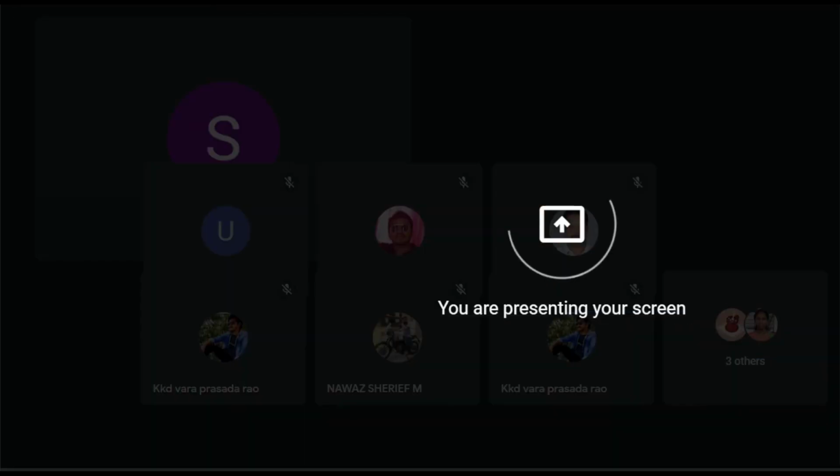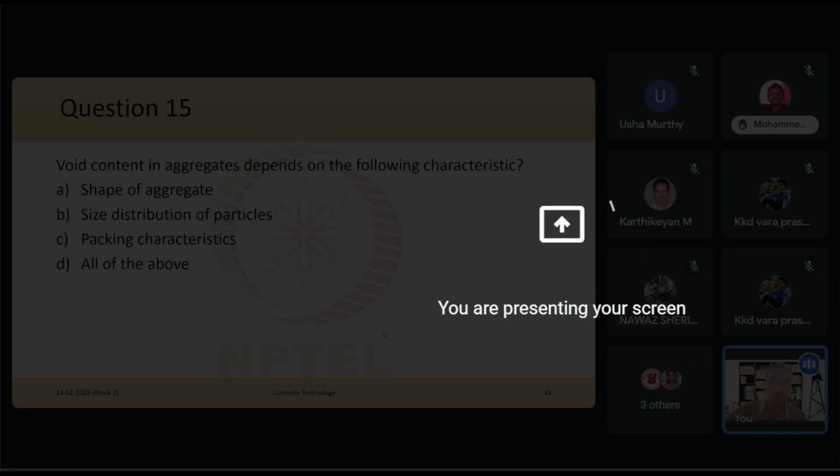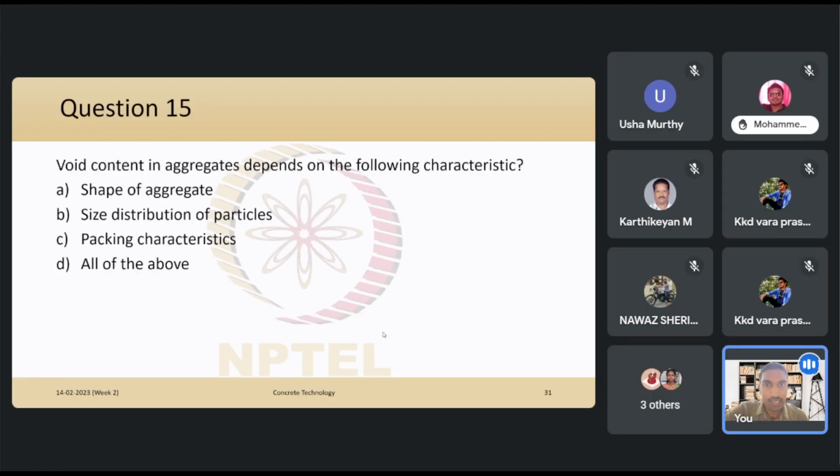Okay, so let's move on. Question number 15: void content in aggregates depends on which of the following characteristics? The options are shape of the aggregate, size distribution of the particles, the packing characteristics, and option D, all of the above. All of the above. Okay, let's wait for other answers as well.